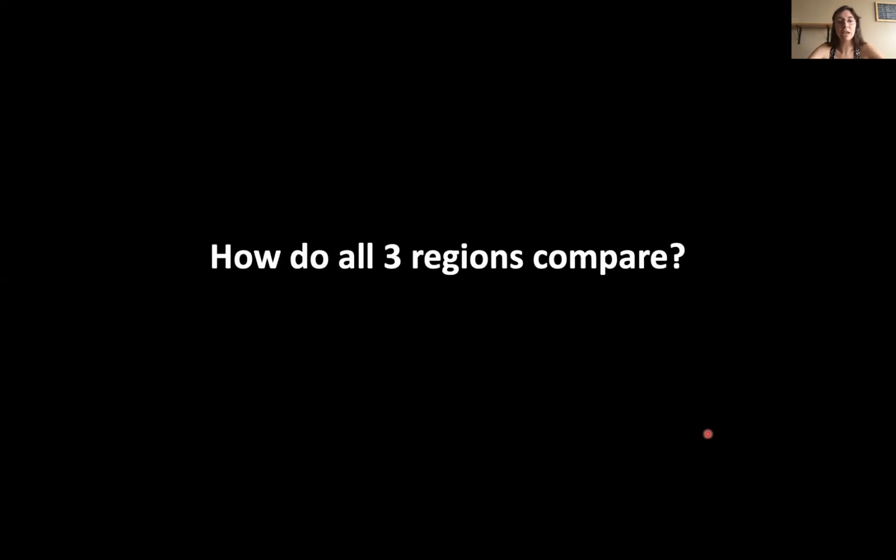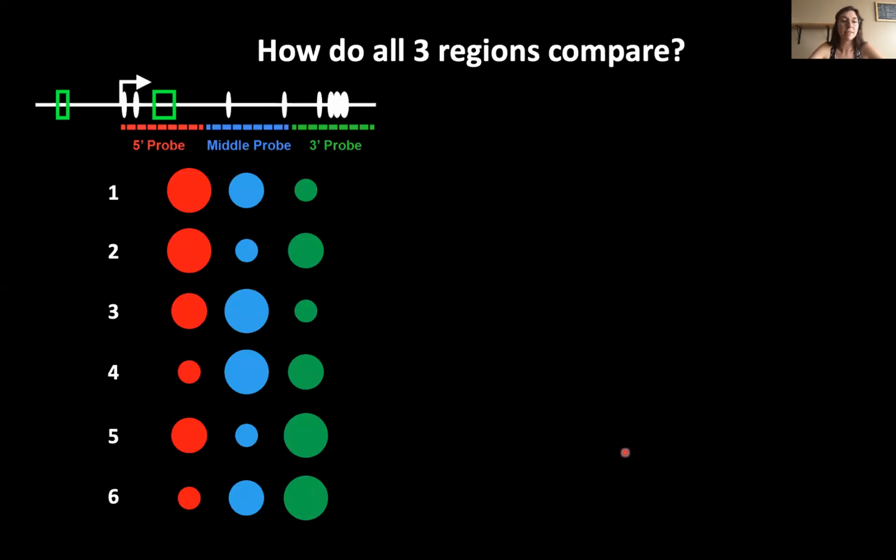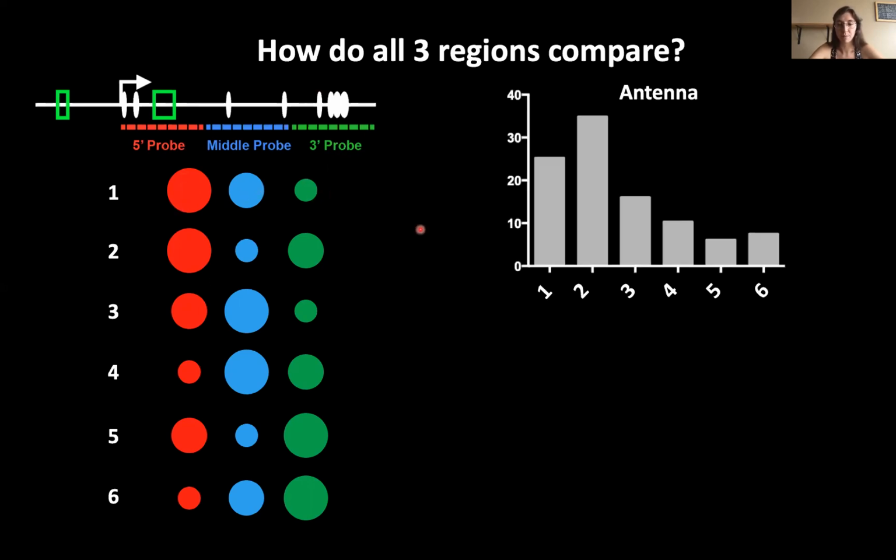But so far, we've only compared 2 regions at a time, and we want to know within an individual cell, how do all 3 regions compare? And so there are 6 possible relationships that we can see denoted on the left here. For example, this top relationship shows that the 5' end is greater than the middle, which is greater than the 3'. If we then classify each individual cell into one of these 6 categories, and we take a look at the distribution in the antenna, we see that most cells fall into these first 2 categories with the higher 5' intensity. This suggests that these cells are continuously initiating transcription and making more transcripts.